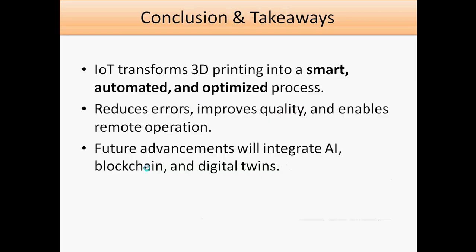After that we can go to the conclusion. So IoT transforms 3D printing into a smart, automated and optimized process, with reduction in errors, quality improvement, and enabling remote operations. Then future advancements will be integration with AI, blockchain and digital twins. So these are the main areas we are focusing on nowadays in IoT 3D printing.